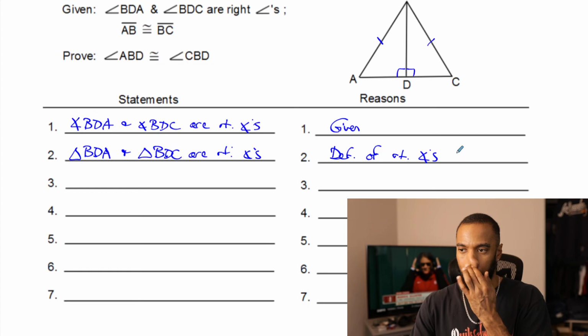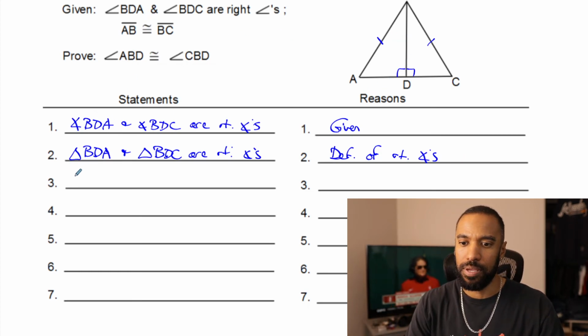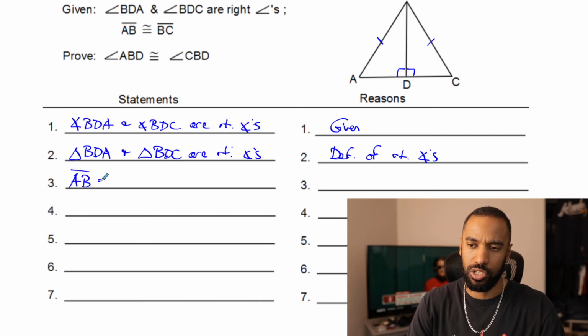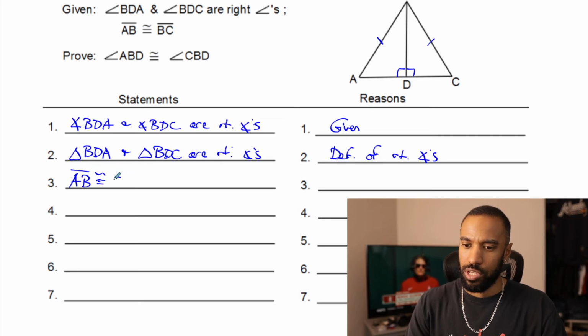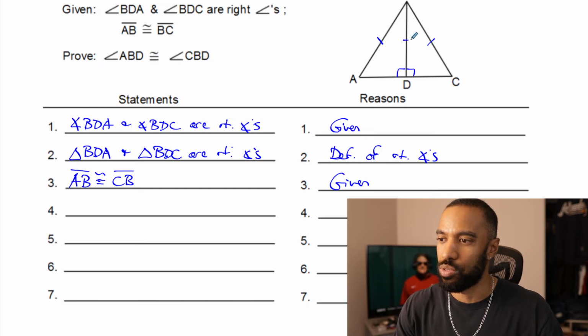Okay. Because of that, we can now go to the HL bit. AB, I didn't mention this yet. AB is congruent to, I want to say CB. CB, that's given. Okay, now we go to the congruent segments here.